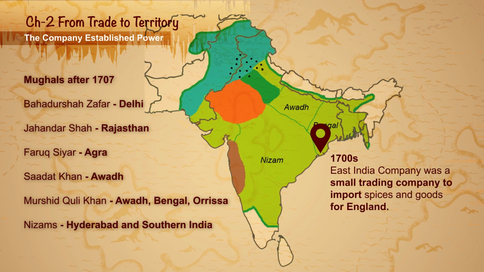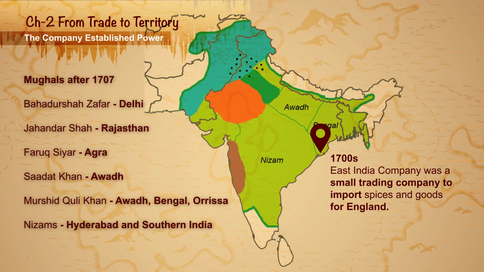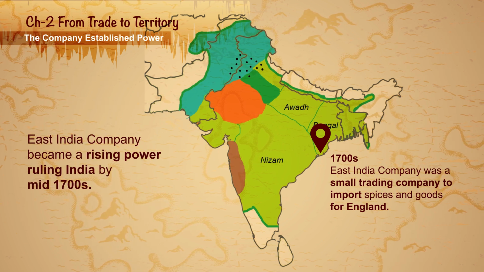By this time, the British were trading in India as a small trading company, and gradually by the second half of the 18th century, the British emerged as a rising political power.